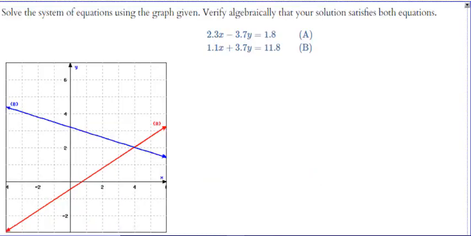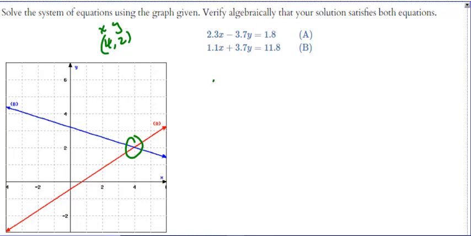The first problem we come to says, solve the system using a graph and verify that your solution satisfies both equations. If you look at it, it intersects right there at (4, 2). So for it to satisfy, that means when we substitute the x and the y back into the equation, the left side will equal the right side.